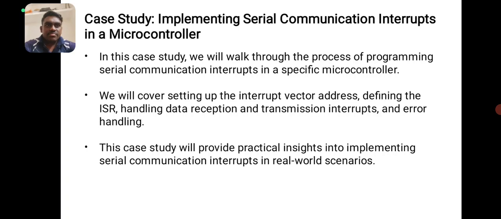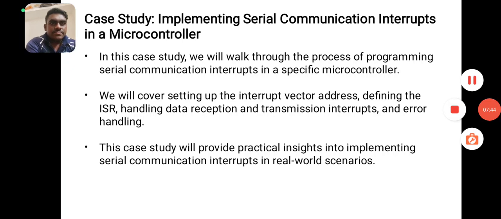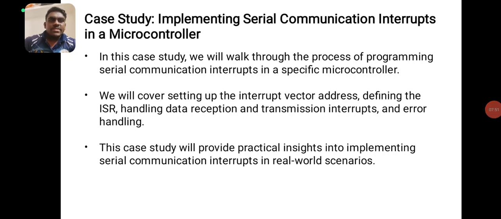Case study. And we are in the final stage. We have learned about the topic. What we have learned, we can discuss in this slide. Case study: implementing serial communication interrupts in a microcontroller by assembly language only. In this case study, we will walk through the process of programming serial communication interrupts in a specific microcontroller. We will cover setting up the interrupt vector address, defining the ISR, handling data reception and transmission interrupts, and error handling.